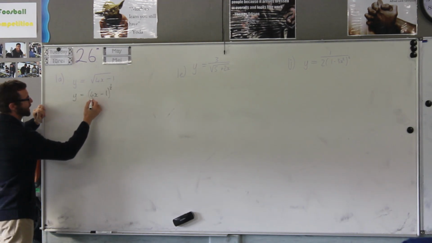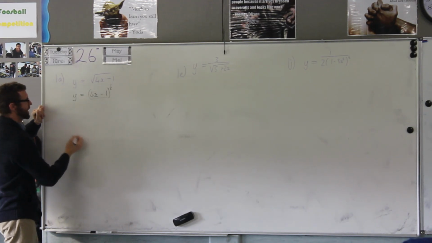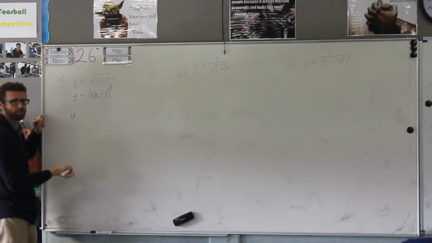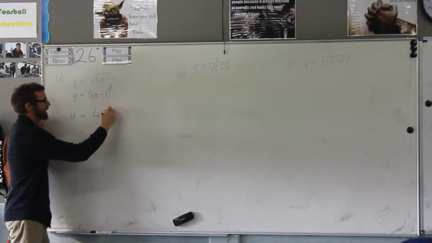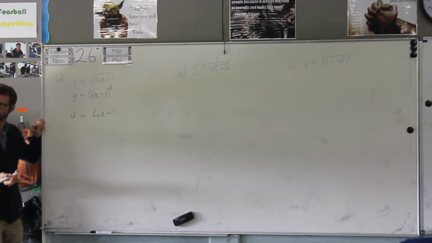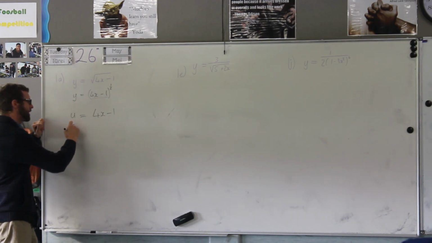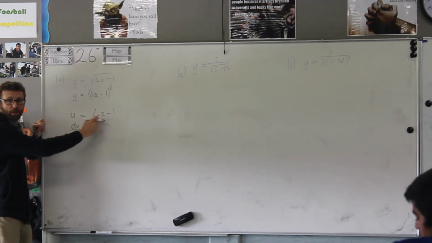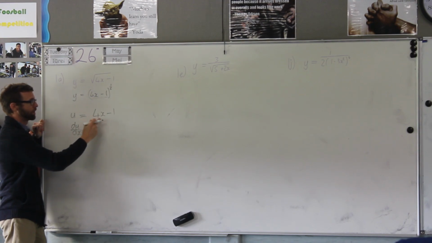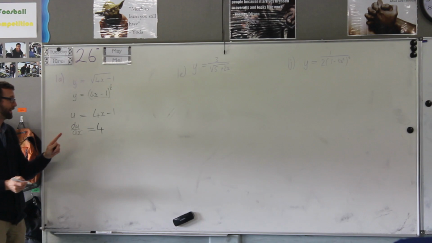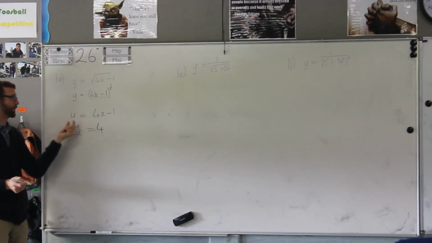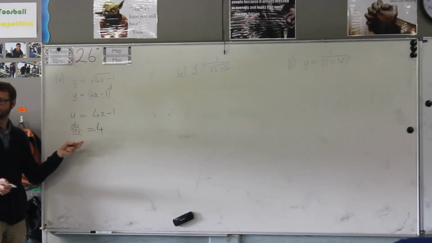We start off by looking at the inside of the bracket here, and we'll call this u. We'll say u is equal to 4x minus 1. That's easy enough so far. And then we say, therefore du dx, u with respect to x, is equal to 4. So the only thing that's changed so far is instead of having a y on the side, we've used a u, and we've done du dx. Is everyone with me so far?